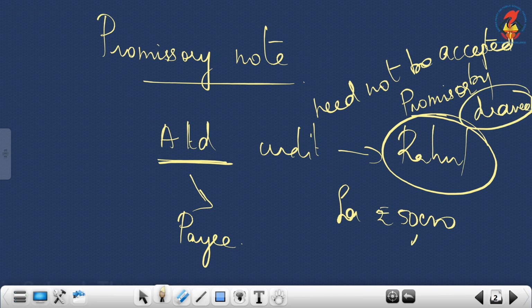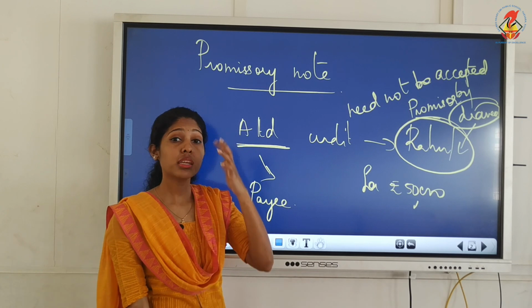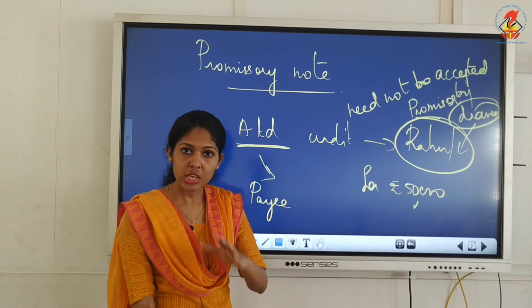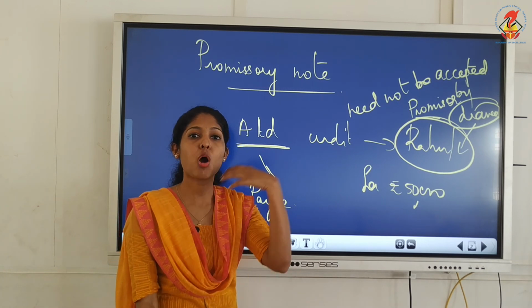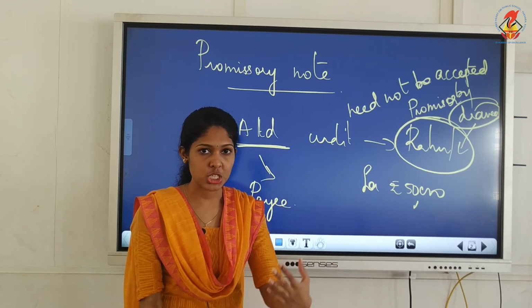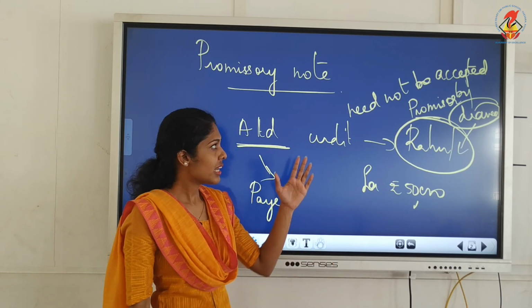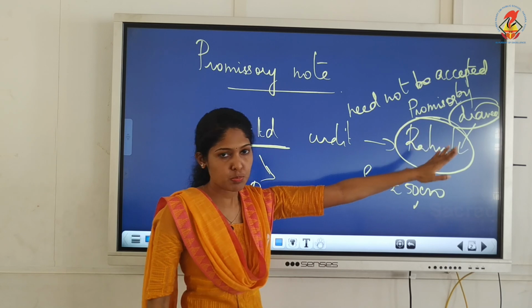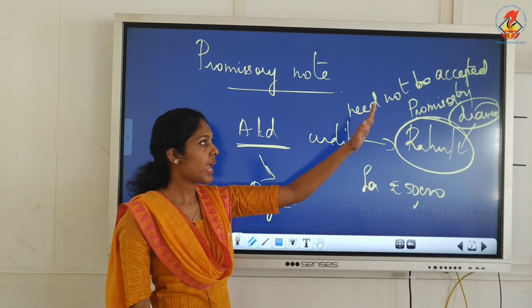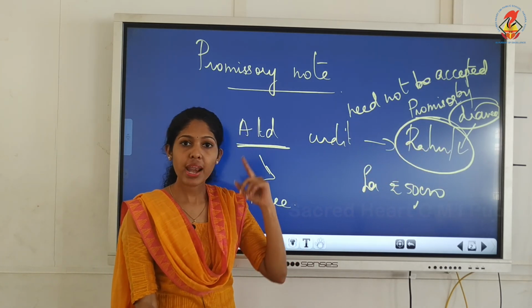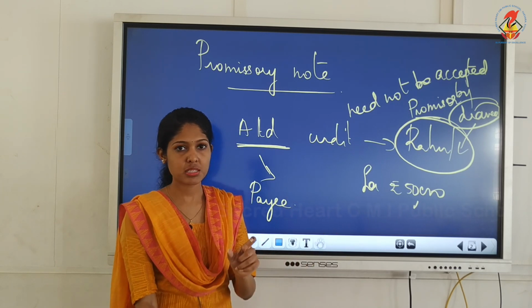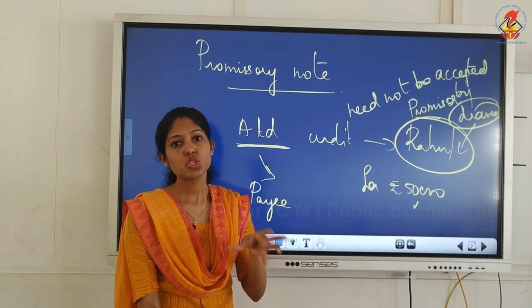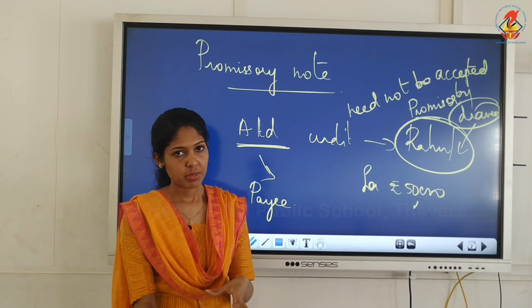Okay, here the drawee also means the same. Rahul has to make the payment, and it need not be accepted by the drawee because Rahul himself promises to make the payment. He is taking the initiative. So there is nothing like acceptance by the drawee. It need not be accepted by the drawee, whereas a bill of exchange must be accepted by the drawee to make it a legal document. Understood?